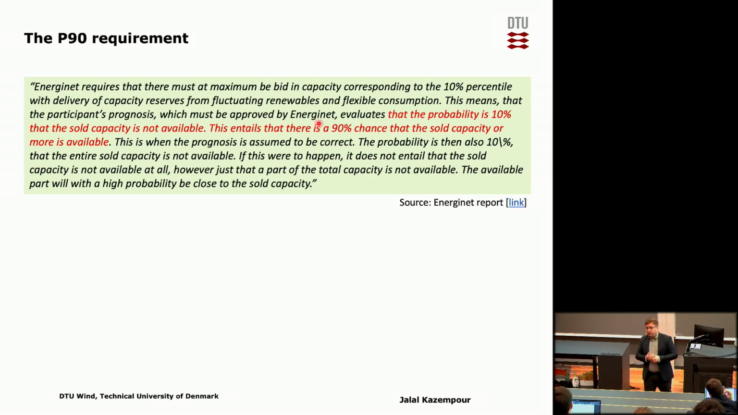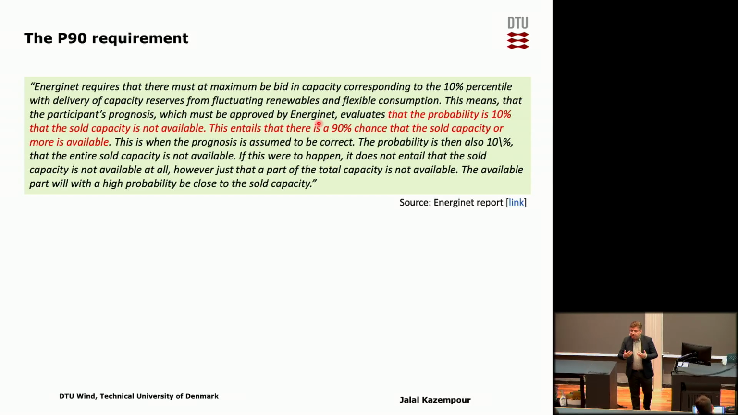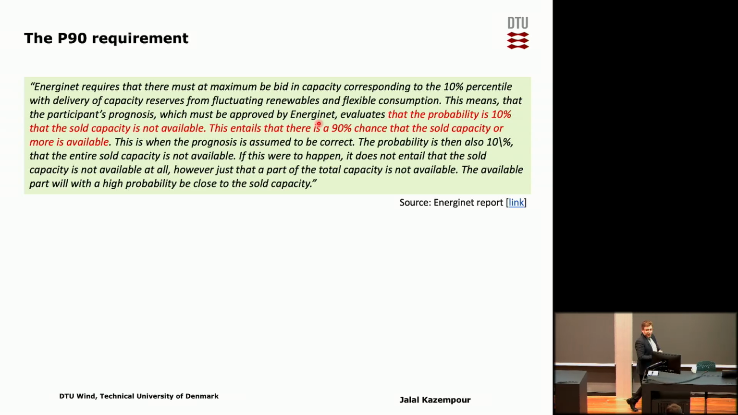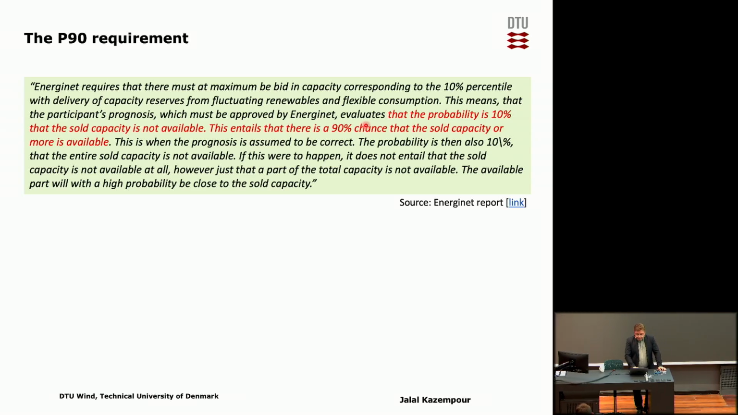For that, you need to go through a pre-qualification process, and in that process you should show Energinet that you have a good forecast. Anyway, it must be approved by Energinet. It evaluates that the probability is 10% that the sold capacity is not available.